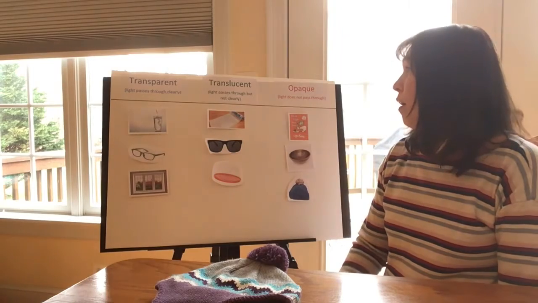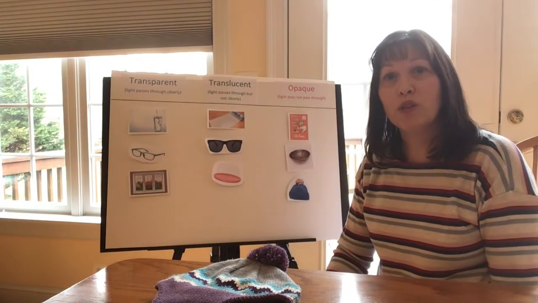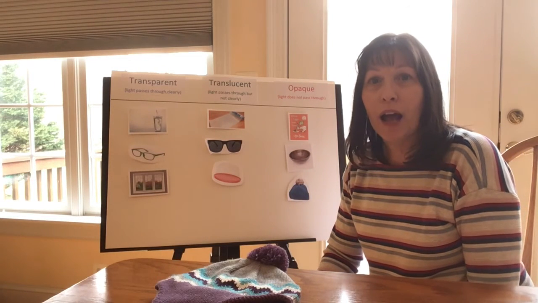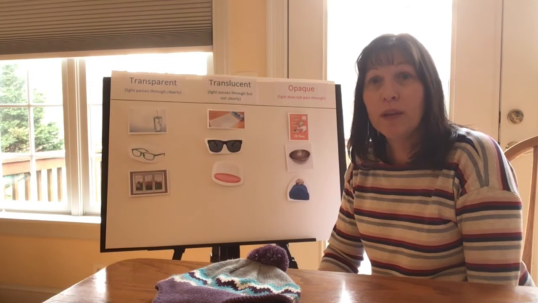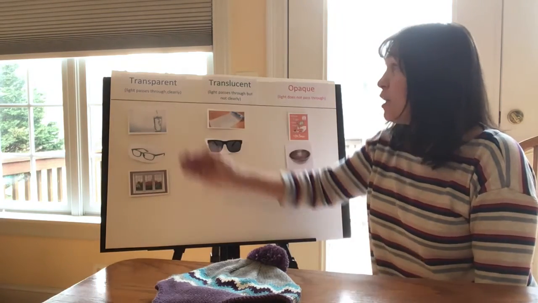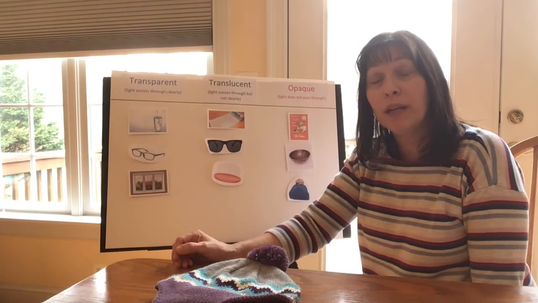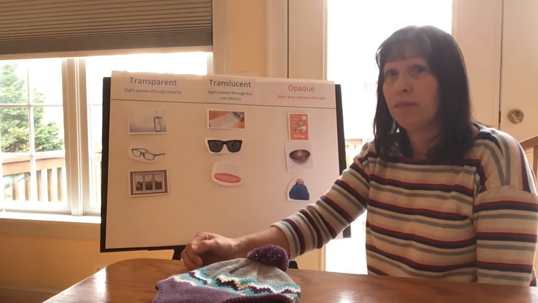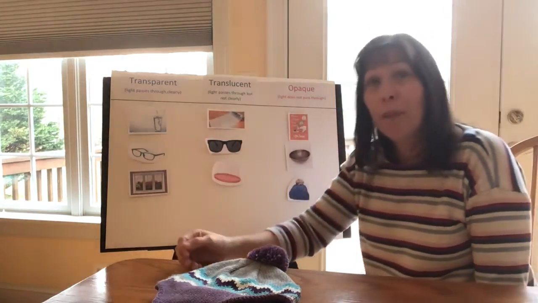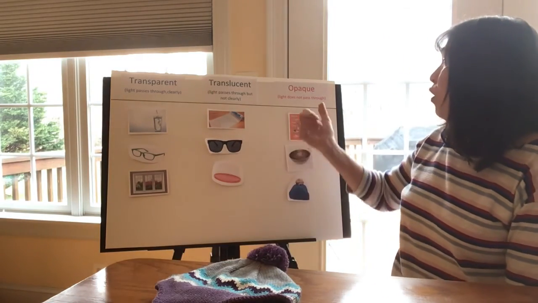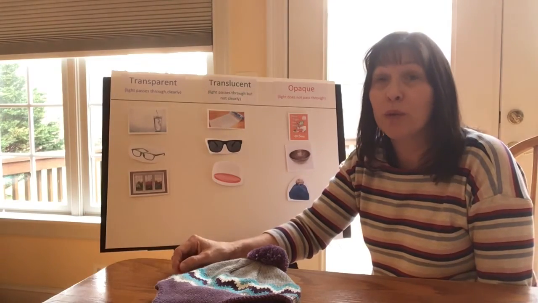So I hope you learned a little bit today about transparent, translucent, and opaque. And I hope you can look at objects in your own home, things around you, and decide. Is it transparent? Does light pass through it? Can you see clearly through it? Is it a clear item? Or is it translucent? Light passes through it, but not clearly. Or opaque, light does not pass through it at all.